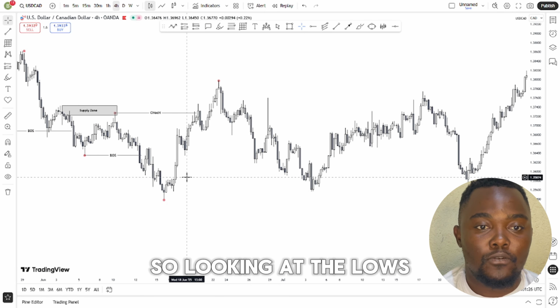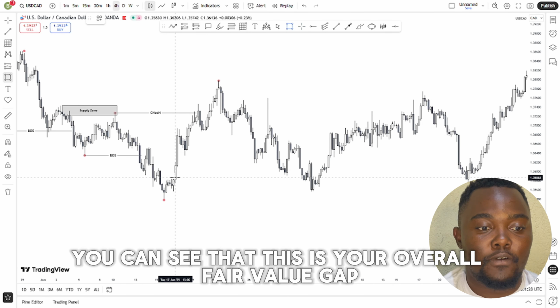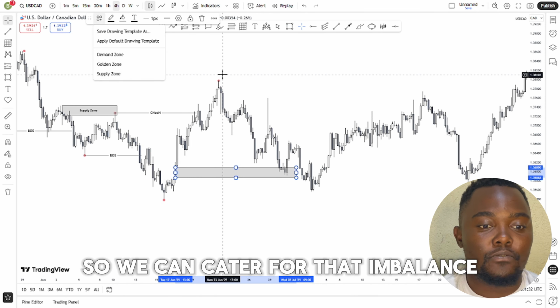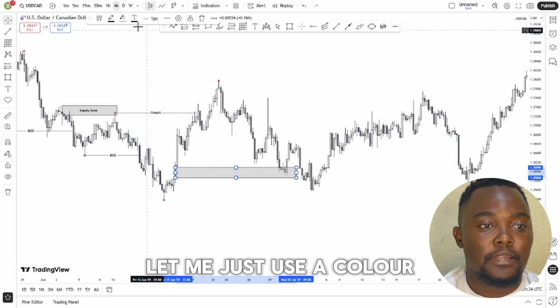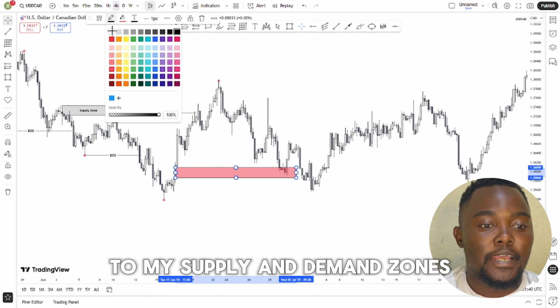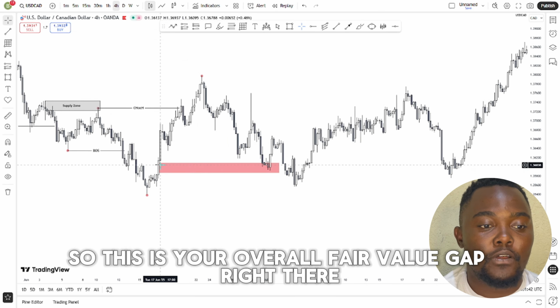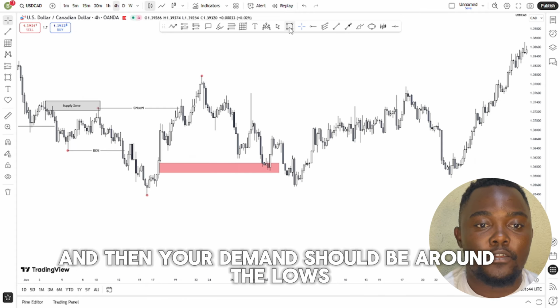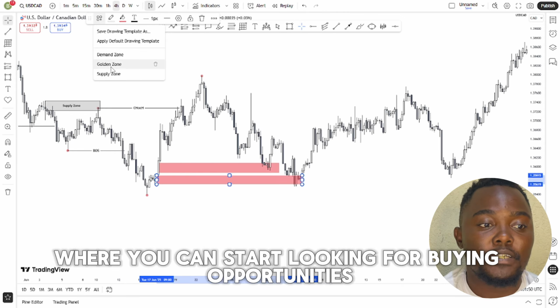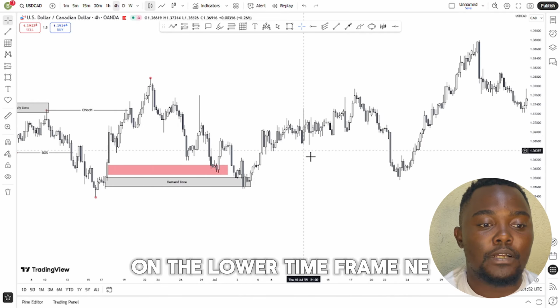Looking at the lows, you can see that this is your overall fair value gap, or an imbalance. So we can cater for that imbalance. Let me just use a color that is visible and different from my supply and demand zone. So this is your overall fair value gap right there, and then your demand should be around the lows, just like that. And that is where you can start looking for buying opportunities on the lower time frame.